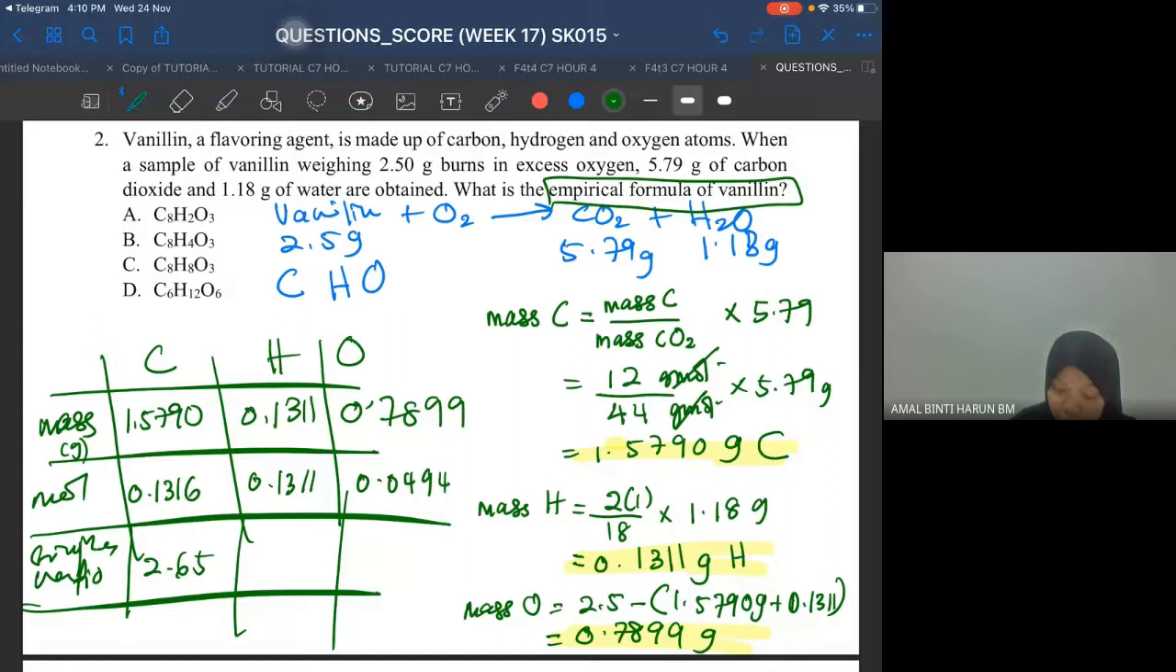Okay, macam mana nak cari ratio? Divide by the smallest number of mole. So this one is the smallest number of mole. So semua mole ini divide by 0.0494. Then we get the ratio, which is 2.65, and this one is 1. So let's times 3 to get the whole number.